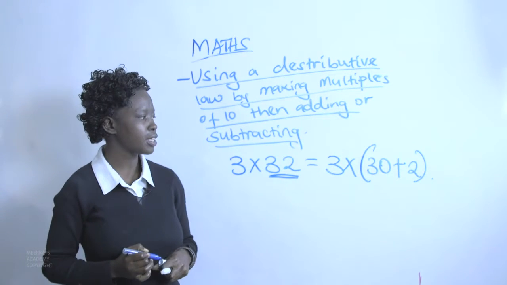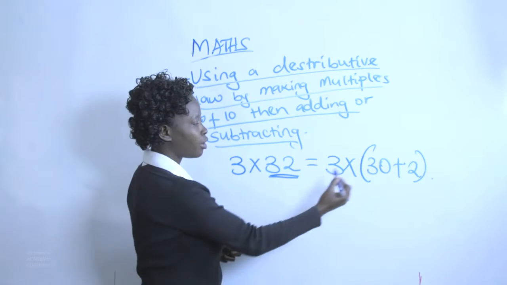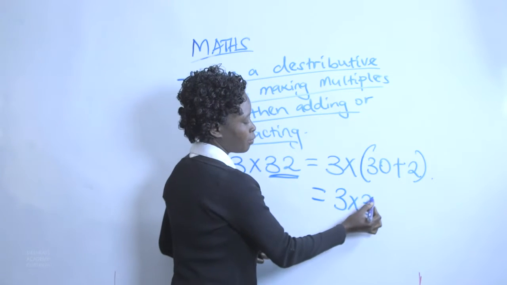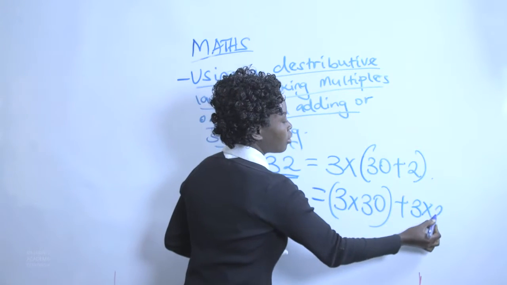So this will mean I'll have 3 multiplied by 32, which is the same as 3 multiplied by 30 plus 2. So if I go ahead and do the multiplication, then it means I have 3 times 30 plus 3 times 2.